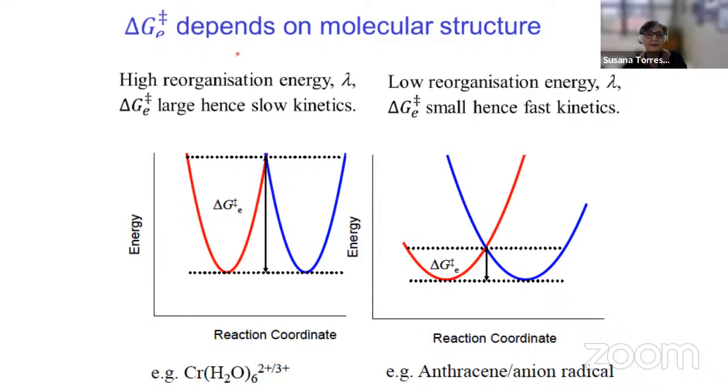So we are going to see that finally the change in the free energy of transition depends on the molecular structure. A high reorganization energy, which we are going to call lambda, implies large changes in free energy, so slow kinetics. This is, for example, the case of this kind of ion. In the case, for example, of the anthracene anion radical, we have a low reorganization energy, so it gives a small delta G, hence fast kinetics.